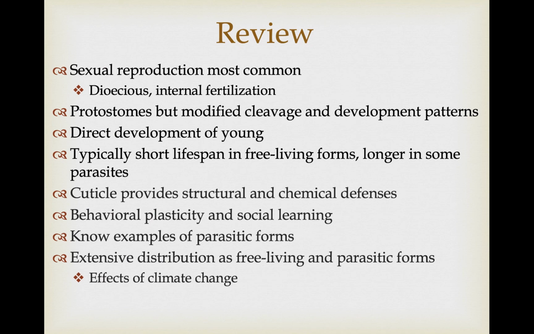Primarily they have sexual reproduction. The species are dioecious, so individuals are either male or female, and they show internal fertilization. The sperm are really bizarre in the fact that they're amoeboid. They are technically protostomes, but they do have some pretty major changes in cleavage, so they show rotational cleavage instead of spiral, and other developmental patterns, like in some cases not even the formation of a blastopore, and so the mouth and the anus form in different ways.